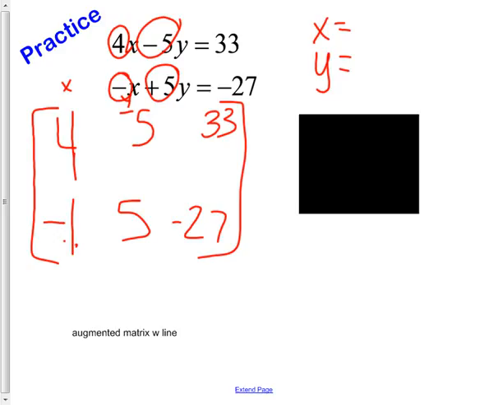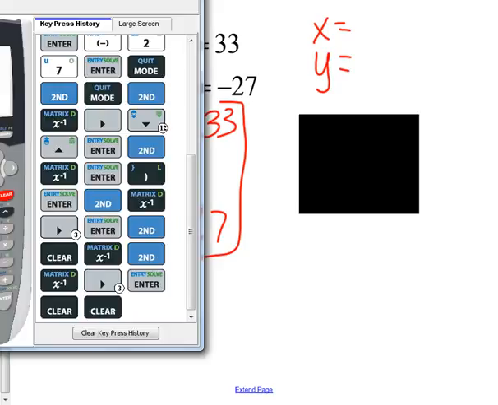So now, does everyone see how I took the numbers from here and put them into here? The biggest thing is all of the same variable has to go in the same column. You can't have an x and then a y. You want all your x's, all your y's, and then all of your numbers after the equal sign. Now, this is where we use our calculator, so get it out.